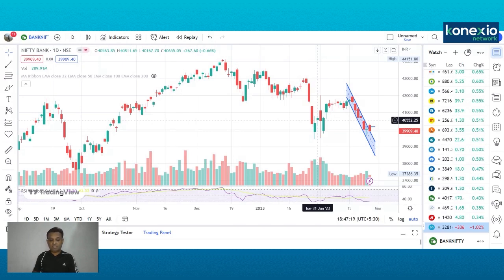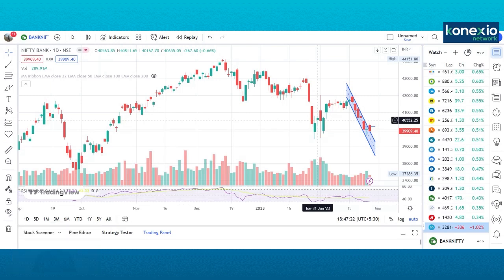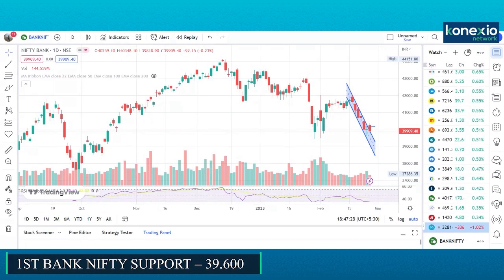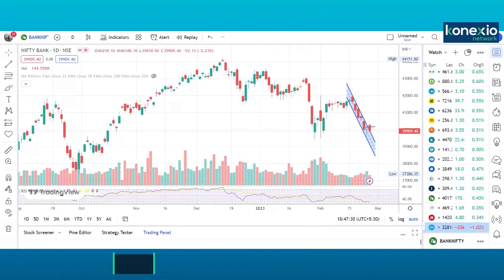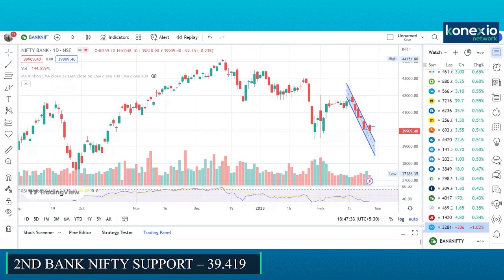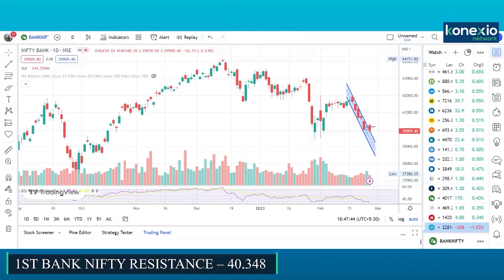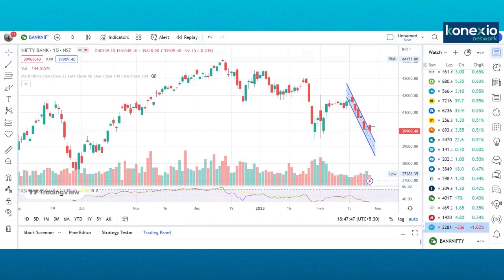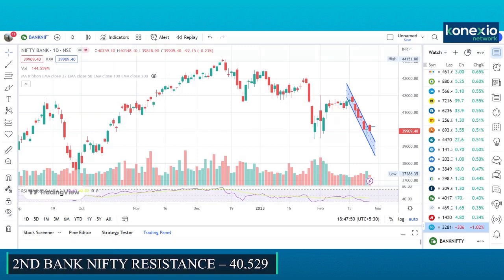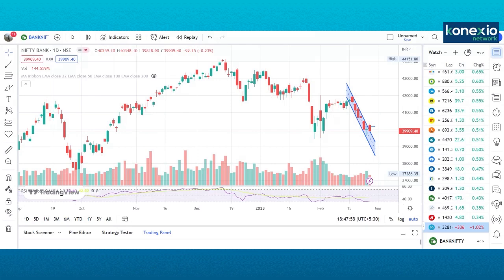So friends, now let us discuss the important support and resistance levels in Bank Nifty for the next week. The first support in Bank Nifty is placed at 39,600. Second support is placed at 39,419. Third support is placed at 38,949. On the upside, the first resistance is around 40,348. Above that, the second resistance is placed at 40,529 and the third resistance is placed at 40,946. These are the important support and resistance levels in Bank Nifty.